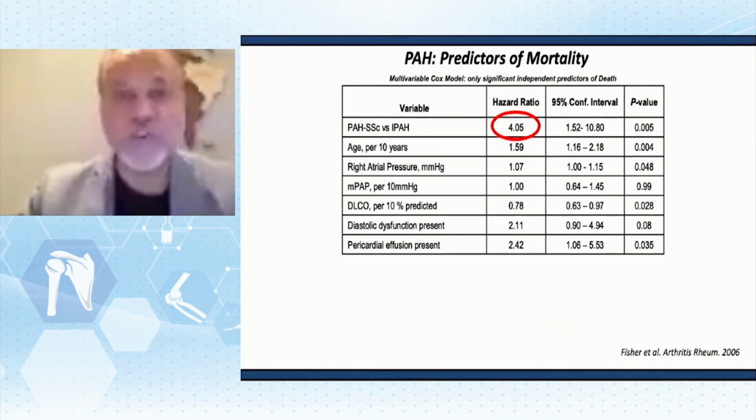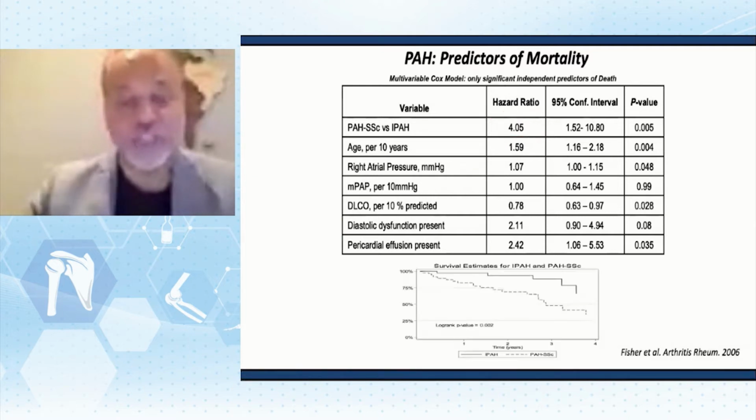And when we look at the predictors of mortality in those patients who have PAH, as you can see, scleroderma basically scored first. It's a much worse scenario when you have this combination of scleroderma and pulmonary hypertension. As they showed, the mortality in those patients is much higher compared to other groups of PAH, including idiopathic pulmonary arterial hypertension.